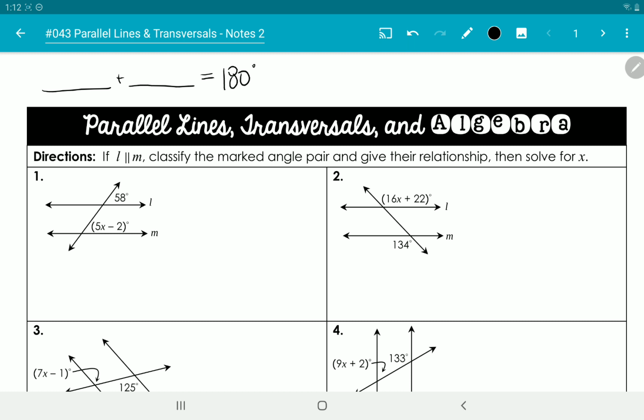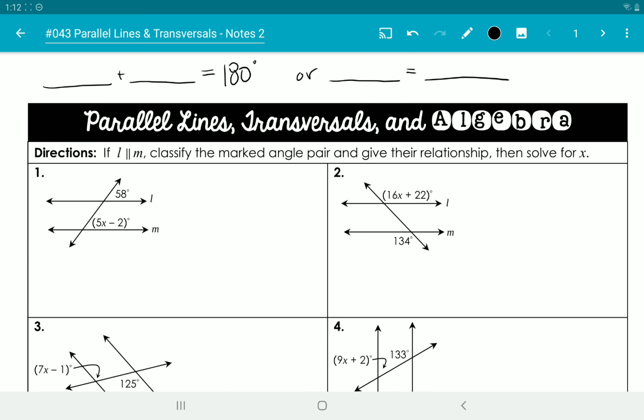okay? Or you're going to have that the first angle is equal to the second angle. All of these are going to be exactly like this, okay? What angle relationship you have is what tells you whether they add to 180 or they're equal to each other, okay? So you need to use the foldable that you've got in your notes from before in order to determine which one of these this is.